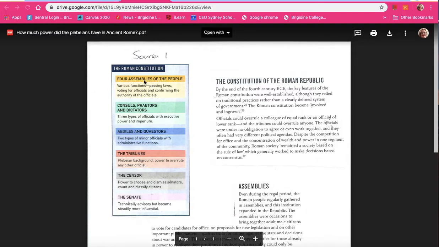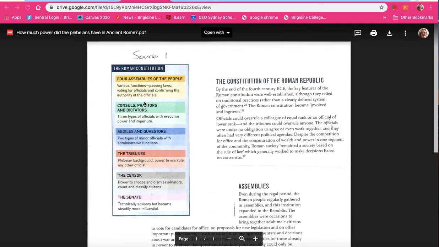Okay, so source 1, yes, it's a summary of the powers that different people had, what they could do, and it's focused on the Roman Republic. So it's talking about the constitution. That means the rules that the government had. Okay, so 4 assemblies of the people. Okay, so the people are the plebeians, and they did have assemblies.